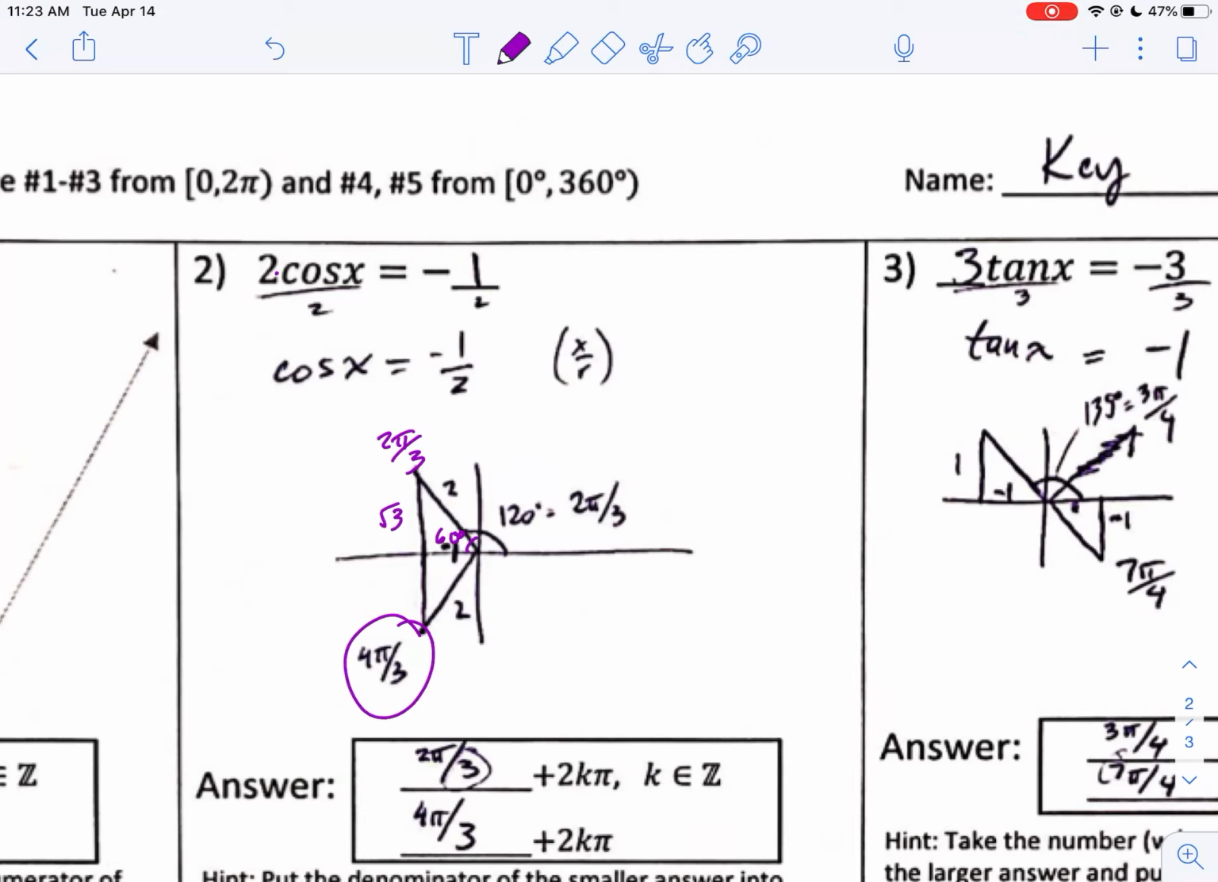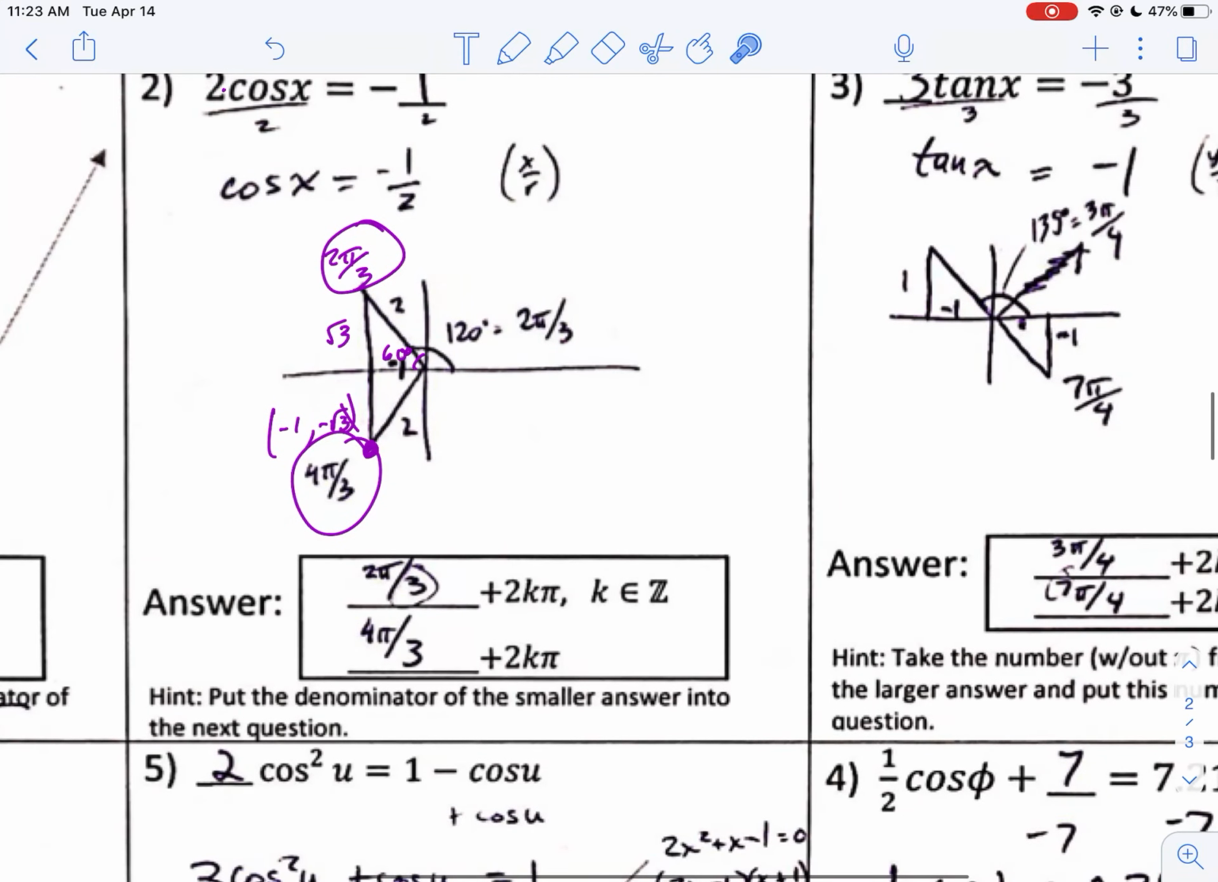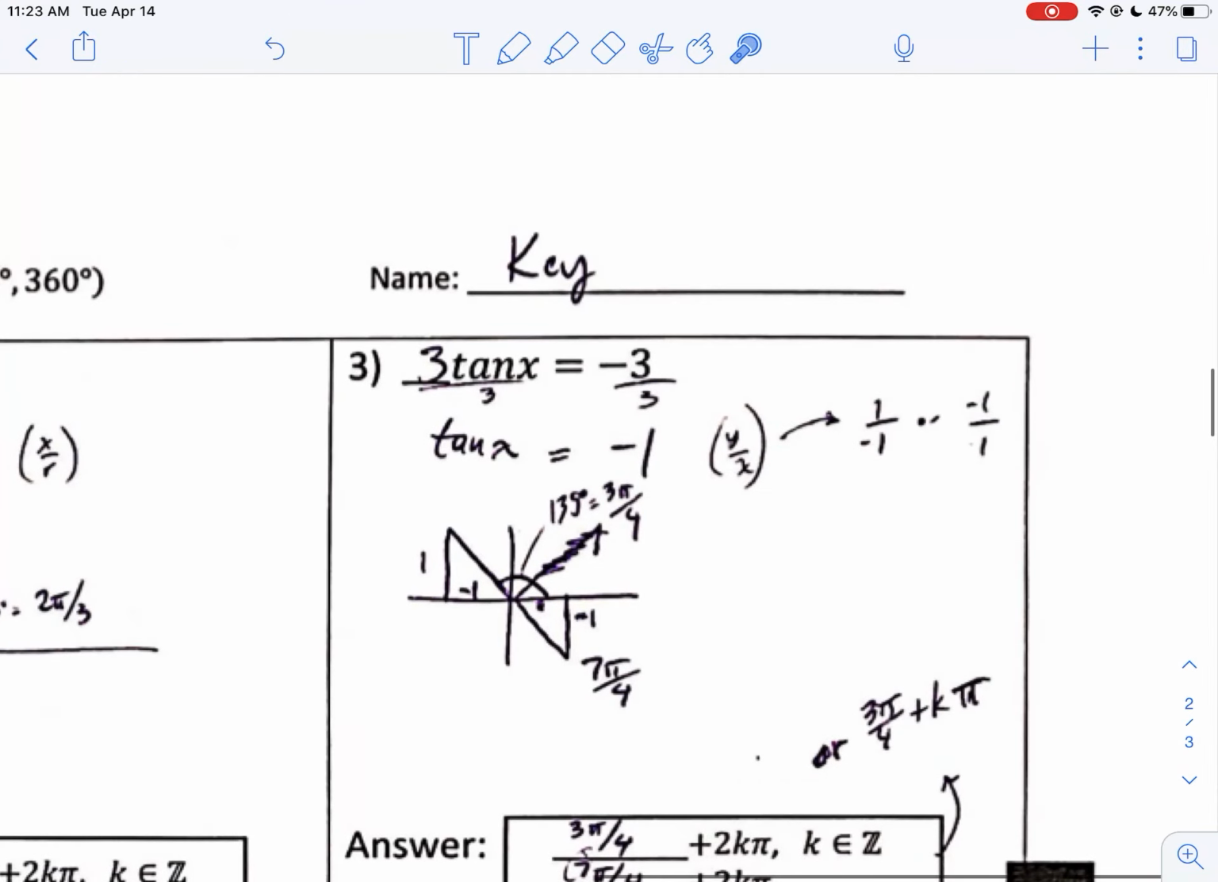But I need another solution from 0 to 2 pi that has the same x value. That ends up being down here because the x value at this point is -1 as well. The y value happens to be -square root of 3, but we're not too interested in that right now. So my solutions here are 2 pi over 3 and 4 pi over 3. To get all the solutions going around the circle again and again, we have to add 2k pi, where k is an element of Z. And so here's our 2 solutions.